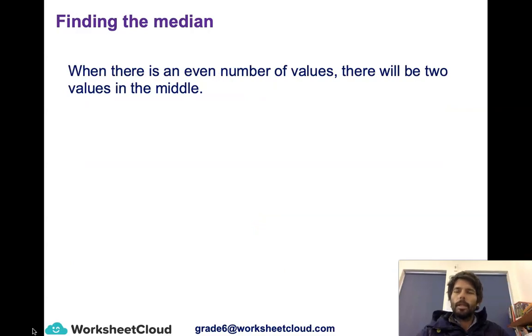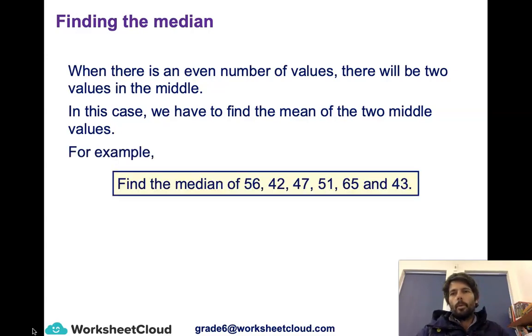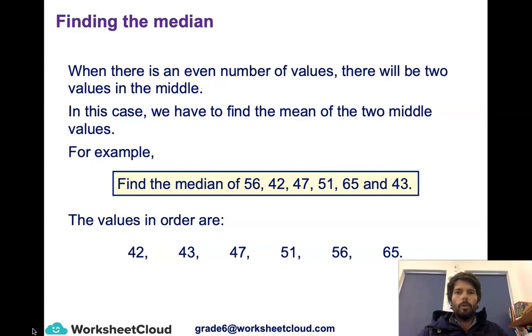But what happens when there's an even number of values? That means we need to find an average of the 2 middle values. And another word for average is mean, and we're going to have a look at that type of average in the next lesson. But what you would have to do when you wanted to find the median of 56, 42, 47, 51, 65, and 43 is remember to first write them down in order from smallest to largest.